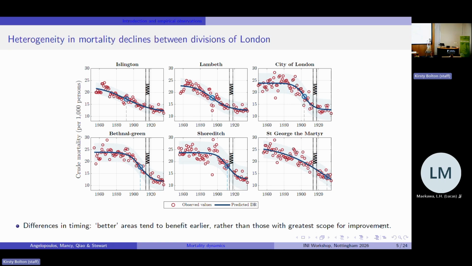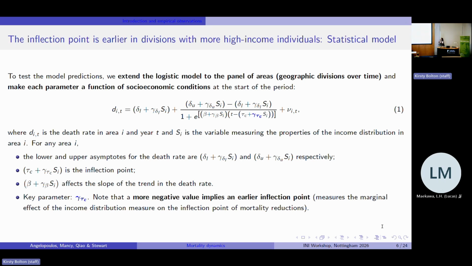What I want you to notice is that there are differences in the timing of the fastest declines, that is, of the inflection point between these areas. By and large, if we look at the top row, which we can think of as the better areas in some intuitive way, we see that the inflection point comes earlier. They're benefiting from whatever that technological progress was in health improving technologies earlier than those on the bottom row. So what we wanted to do in the first step was just make sure that that was borne out when we ran some statistical analysis.